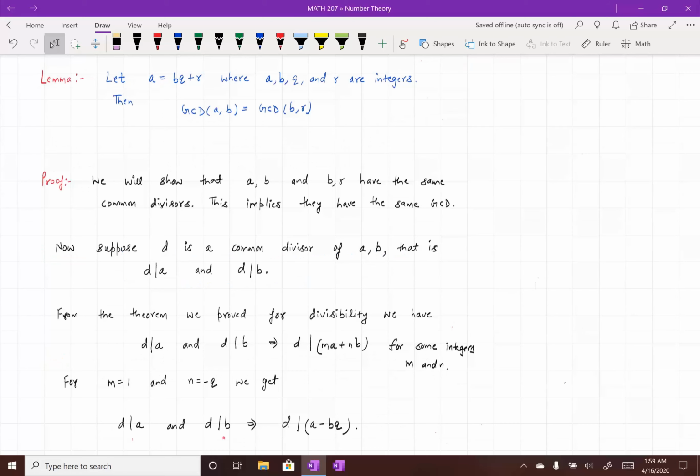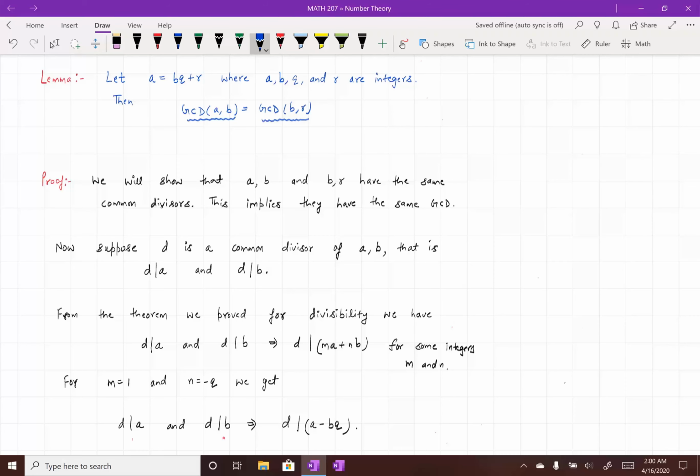So the main idea behind the Euclidean algorithm is based on this mathematical result, which is written in the form of this lemma here. According to the statement, if A is equal to B times Q plus R, where A, B, Q and R are integers, then the GCD of A and B is going to be equal to the GCD of B and R, where A and B are your dividend and divisor, and B and R are your divisor and remainder.